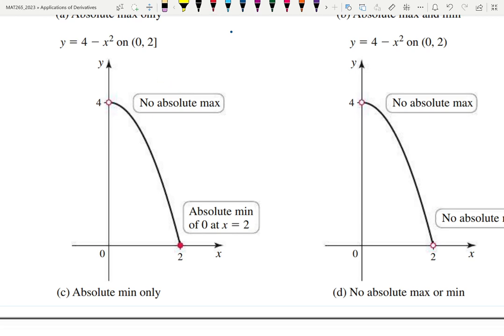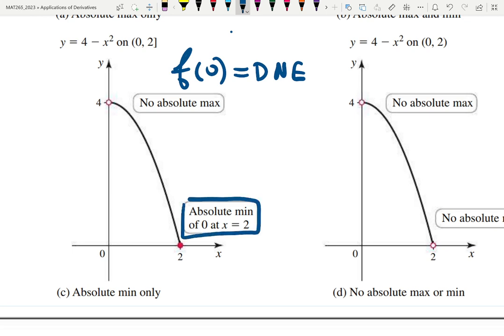F, it's kind of too thick. F at 0 does not exist or is not defined, and that is the one that was supposed to be the biggest. So there is no absolute maximum, no absolute minimum at all. If it's defined, then there is a max or min. So the second example is better.